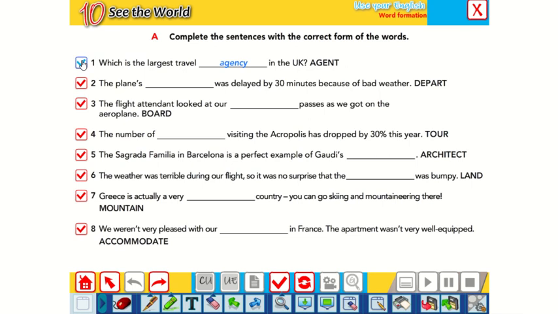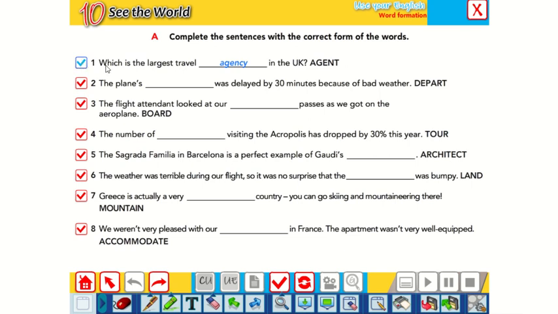Okay, the second sentence: the plane's space was delayed by 30 minutes because of bad weather. We have the word depart. Depart here is a verb, which means to leave. So we can form words from depart like departing, departure. So let's read the sentence very well and decide what part of speech is needed in this space according to the words before and after.